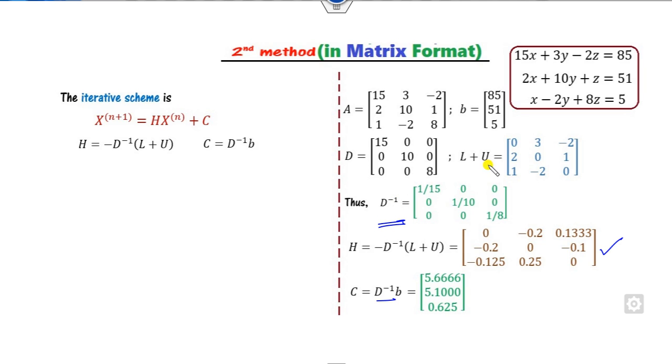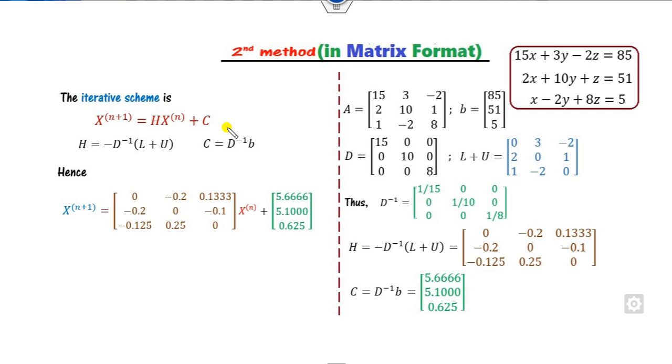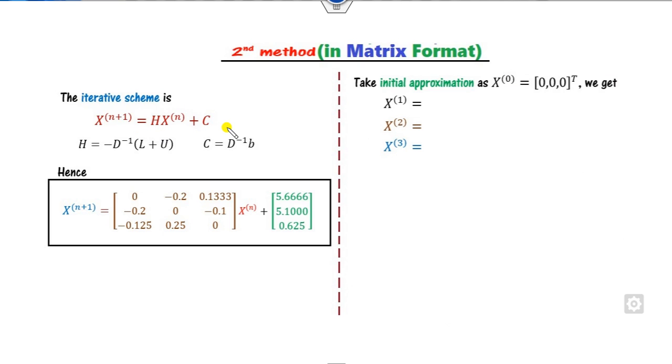And this is my D inverse, this is my B. You can simply multiply again. You can multiply this value with the 85, it comes to 5.6. 1 by 10 into the 51 is 5.1. 5 into 5, 1 by 8 is here. Now I can substitute both the values of H and C here. Fine. Then you can start with the iterative process.